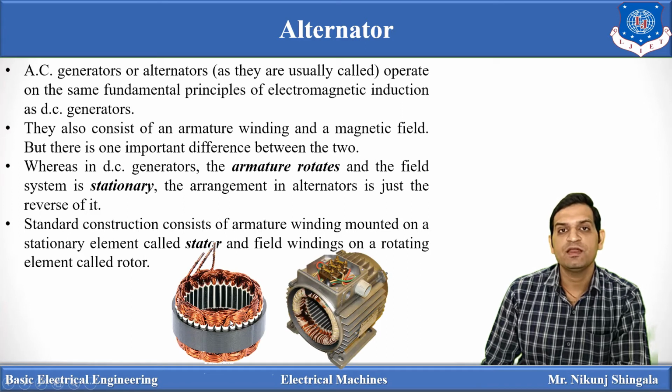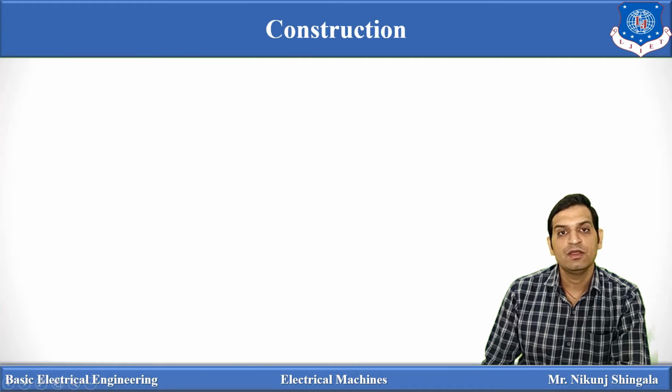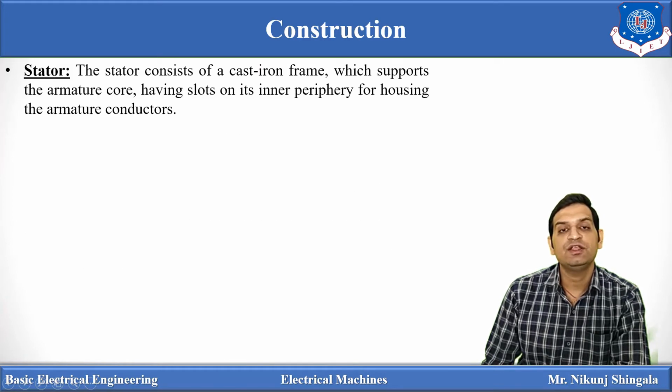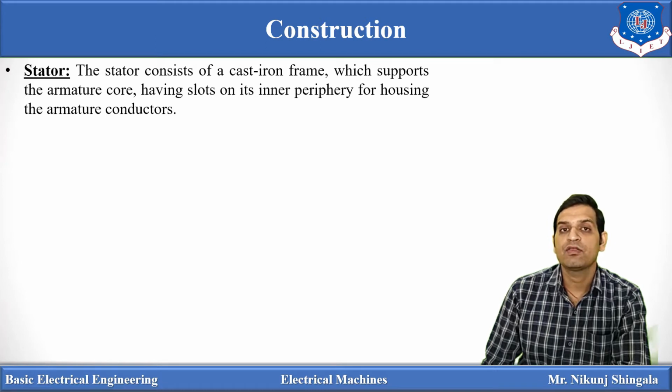Here you can see one stator which consists of slots on the inner periphery in which armature windings are placed, which are stationary, and this is a 3D view of the alternator which is used to generate the alternating voltage. Now, construction: the stator consists of a stator laminated core which is supported by the stator frame. The stator frame supports the stator armature core, which is made up of thin laminations. There are slots on the inner periphery of this stator, and in the slots the stator armature windings are placed, so the armature winding becomes stationary in this case.